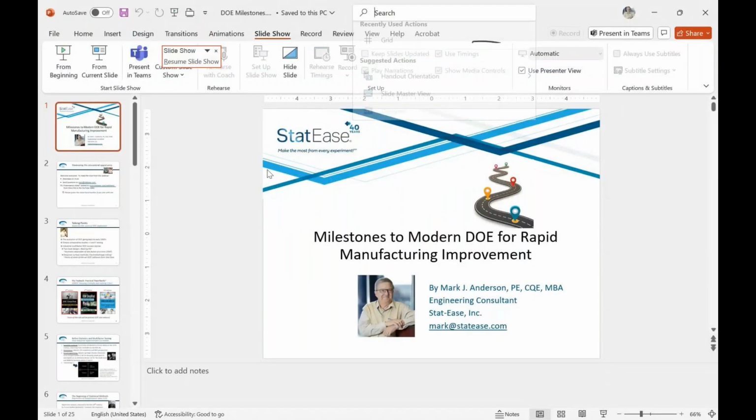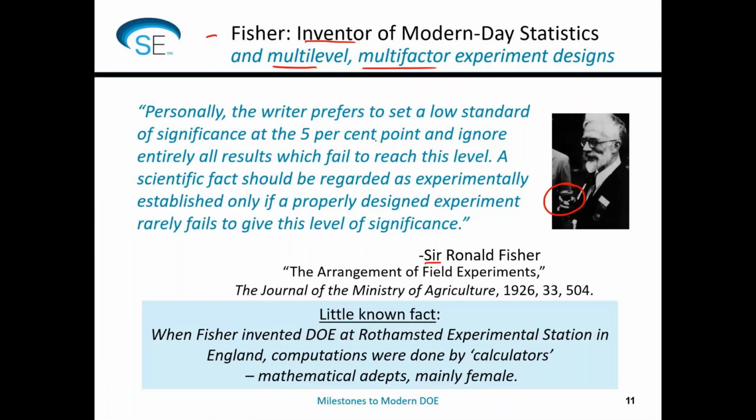So here we see a quote from him. Personally, the writer prefers to set a low standard of significance at the 5% point and ignore entirely all results which fail to reach this level.